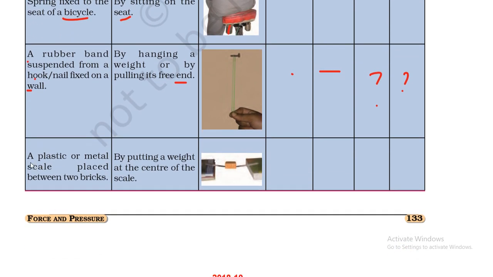There is another case, a plastic or metal scale placed between two bricks. You can see here a metallic scale is placed between two bricks. By putting a weight at the center of the scale, so what happened? There is no change in state of motion, but you can see the shape is changed.